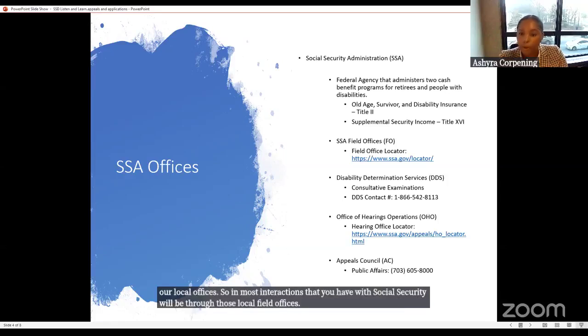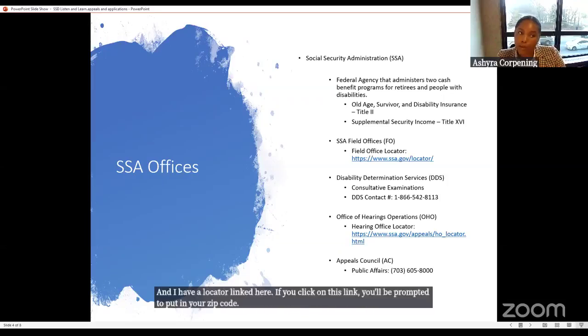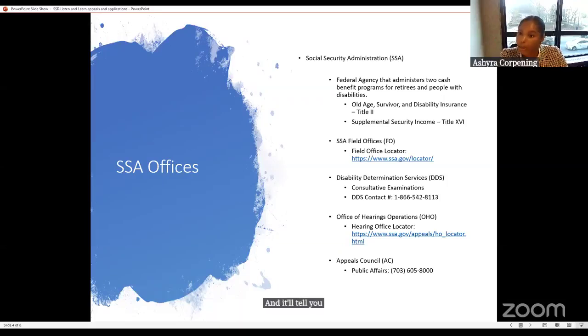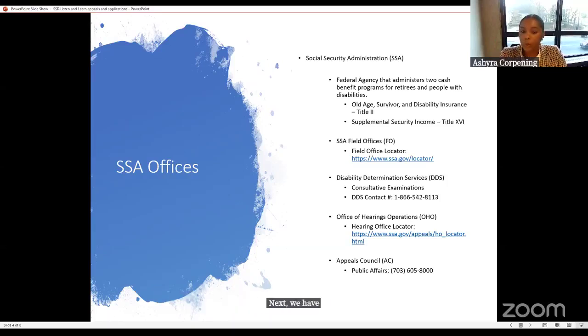And I have a locator linked here. If you click on this link, you'll be prompted to put in your zip code, and it'll tell you which local field office will handle your case, which directs you to who to call, has their fax number, all that good stuff is there. Next, we have DDS, or Disability Determination Services.